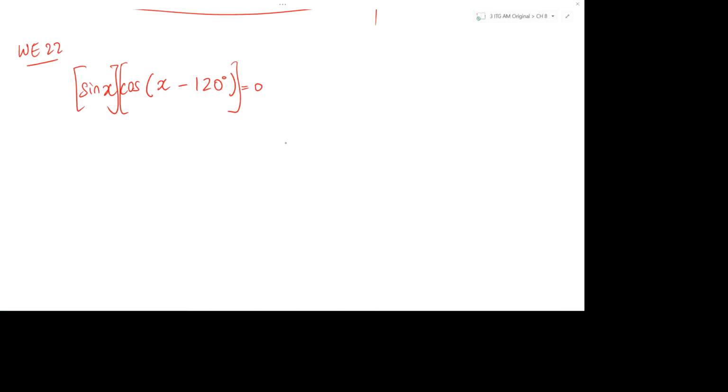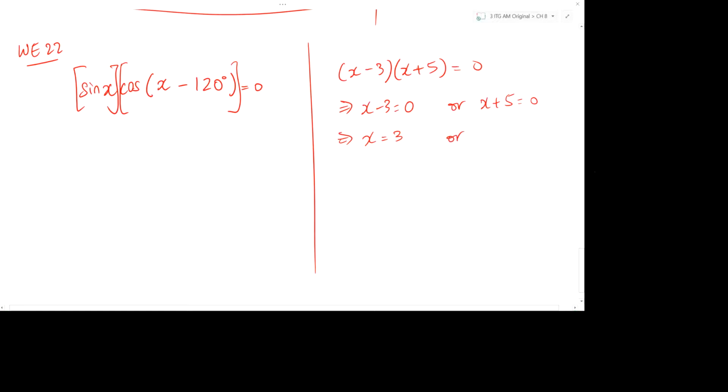Remember all your basics, in your algebra, we learned that when we have things like x minus 3 times x plus 5 equals to 0, it tells us that either x minus 3 equals 0 or x plus 5 equals 0. Therefore, x equals 3 or x equals negative 5. Remember this?